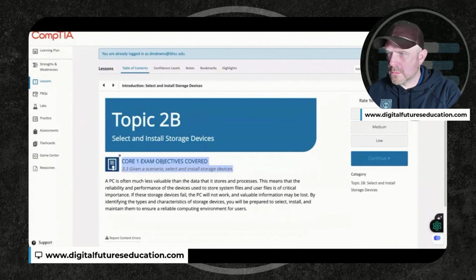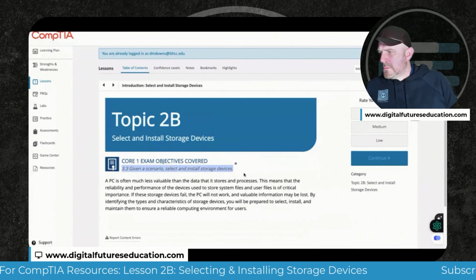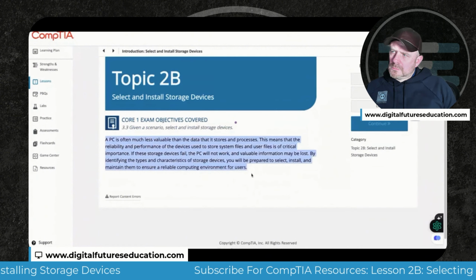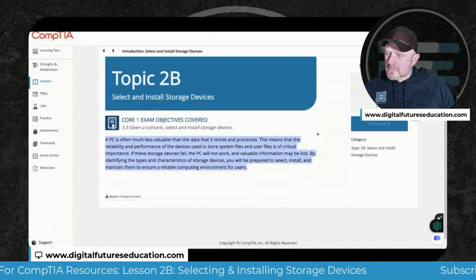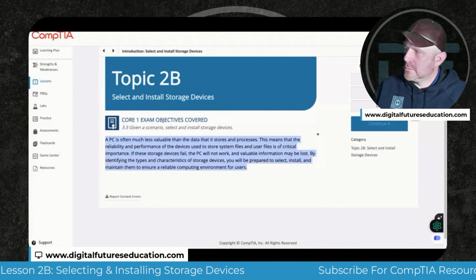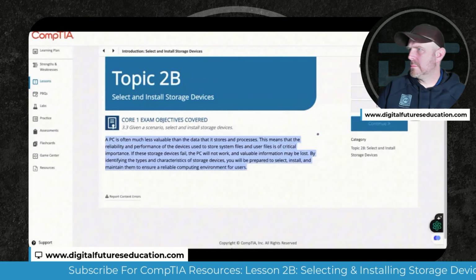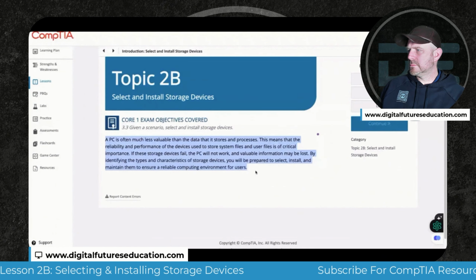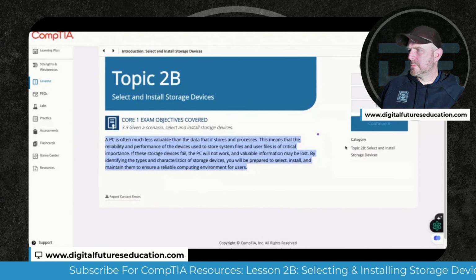Or your data. So given a scenario, select and install a storage device. We're going to be trying to identify the correct type of storage device. It gives us this intro: a PC is often much less valuable than the data that it stores and processes. This means that the reliability and performance of the devices used to store system files and user files is of critical importance. If these storage devices fail, the PC will not work, and valuable information will be lost. By identifying the types and characteristics of storage devices, we will be prepared to select, install, and maintain them to ensure a reliable computing environment for users.